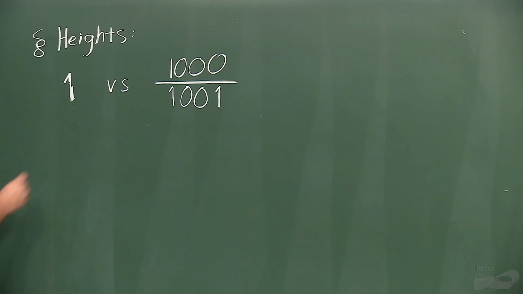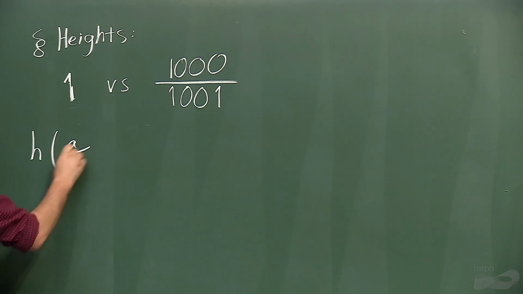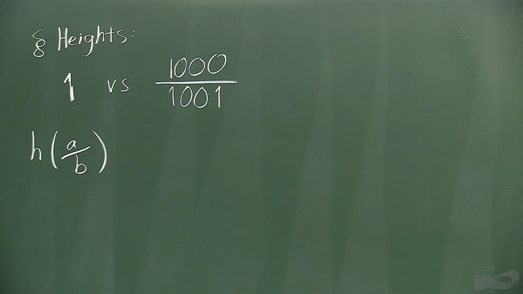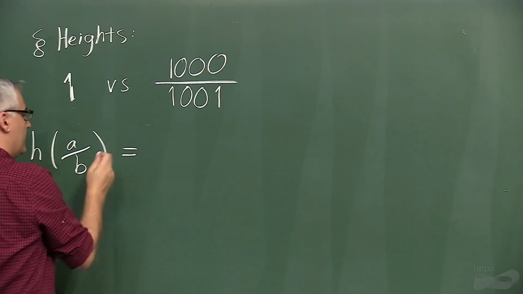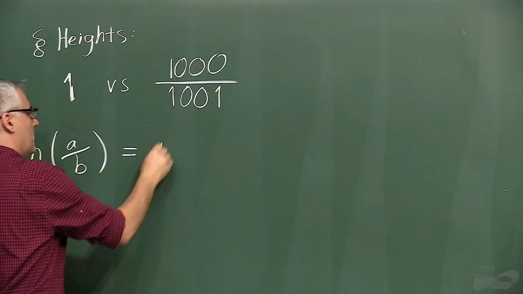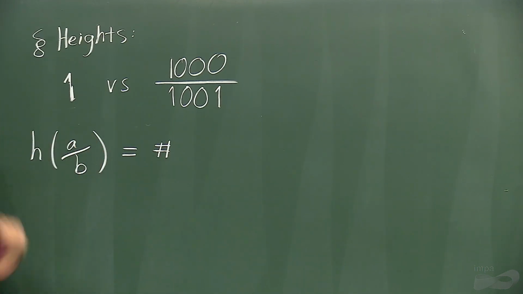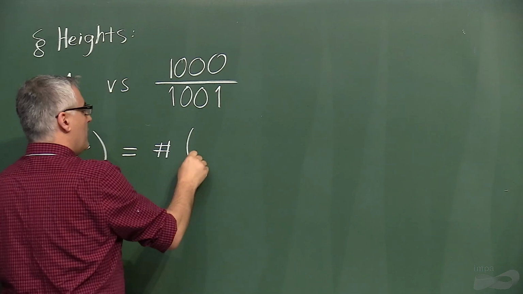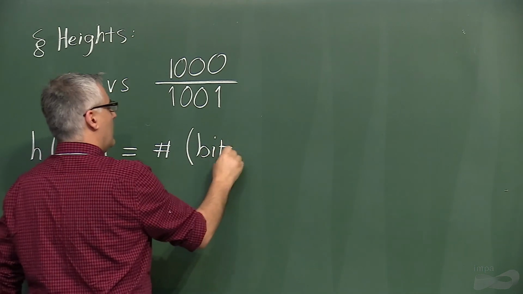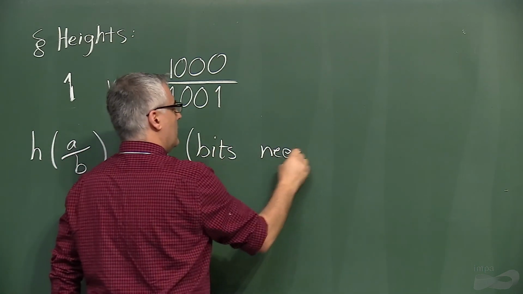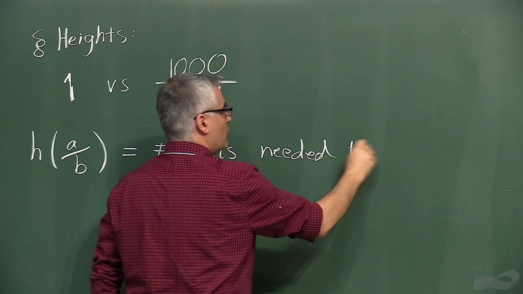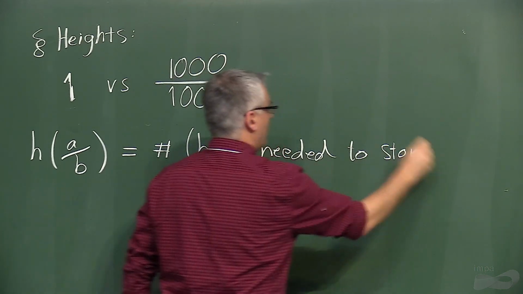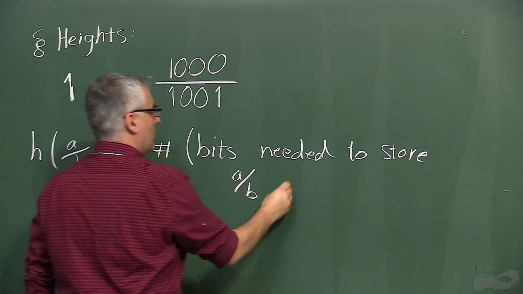You can define the height of a rational number. Let's say, well, the definition I'm going to give is already going to take care of the fact that you can always think about the reduced form. You can define it as the number of bits needed to store A over B on a computer.